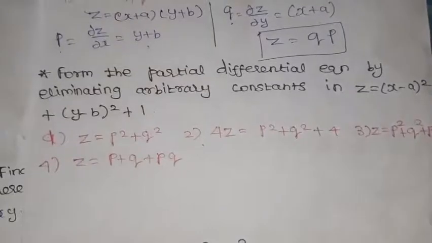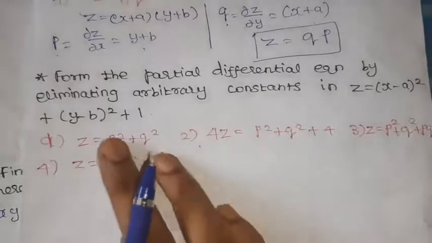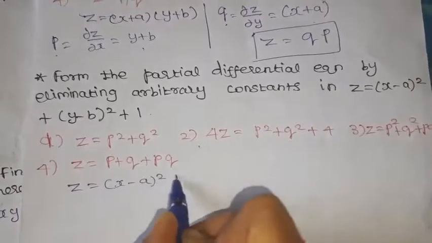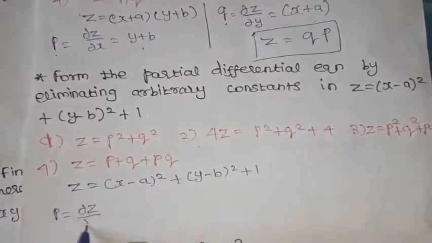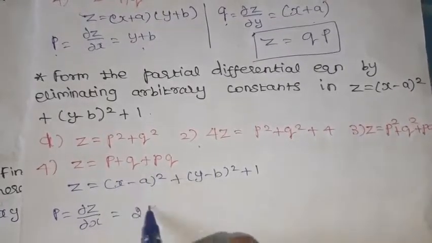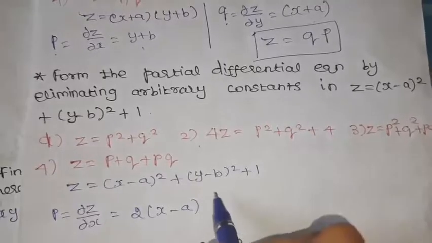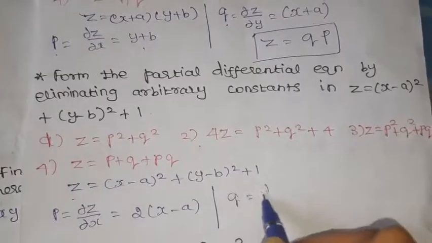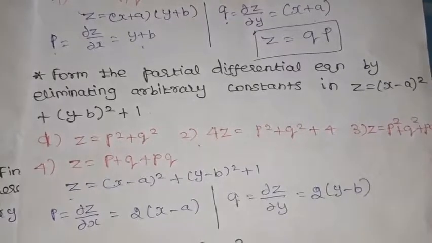Form the partial differential equation by eliminating arbitrary constants in z equal to (x minus a) the whole square plus (y minus b) the whole square plus 1 equals 0. What is given? Given equation is z equal to (x minus a) the whole square plus (y minus b) the whole square plus 1. Now what we need to do? P equal to partially differentiating with respect to x is nothing but 2 into (x minus a). This remaining term will get cancelled. So again partially differentiating this equation with respect to y, q equal to dou z by dou y equal to 2 into (y minus b). So what we need to do?